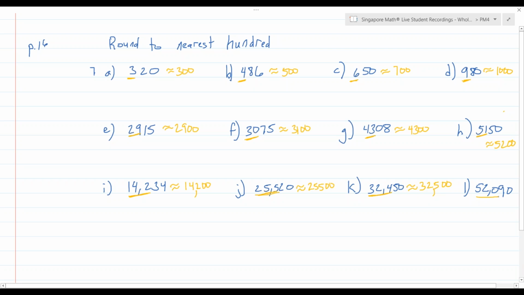And finally, 52,090 would round to be 52,100. Now, if you have not done Singapore Math for a while, as in Singapore Math, Primary Math 3 and 2 and 1, you may not have done as much practice with the 100 values.